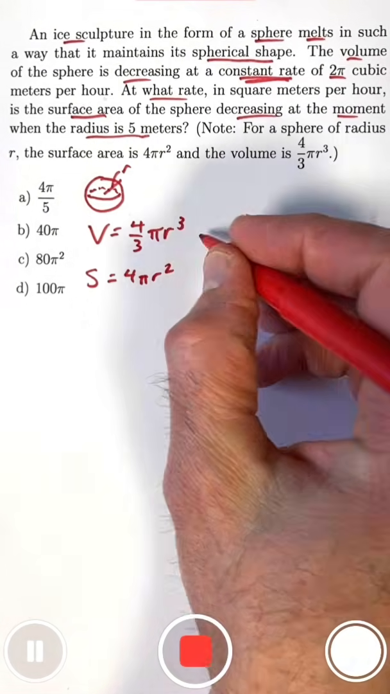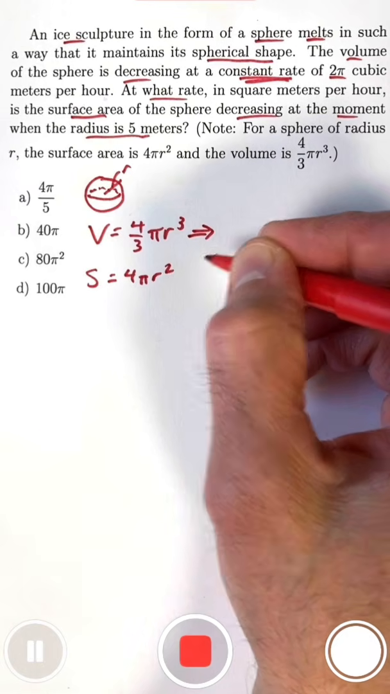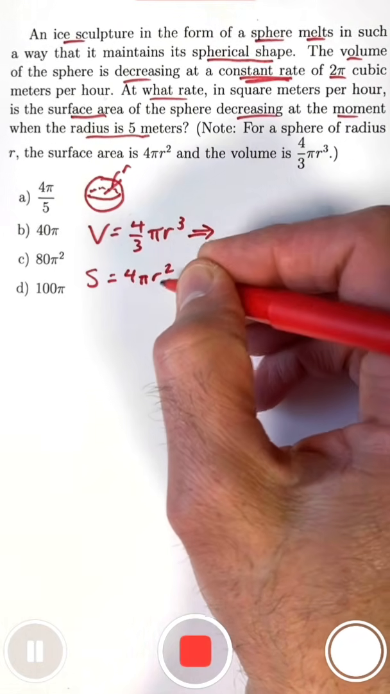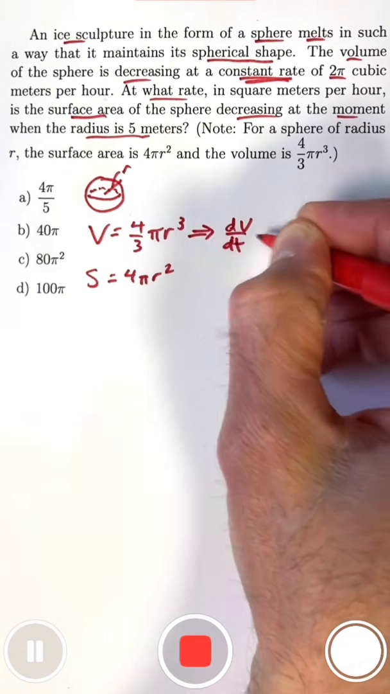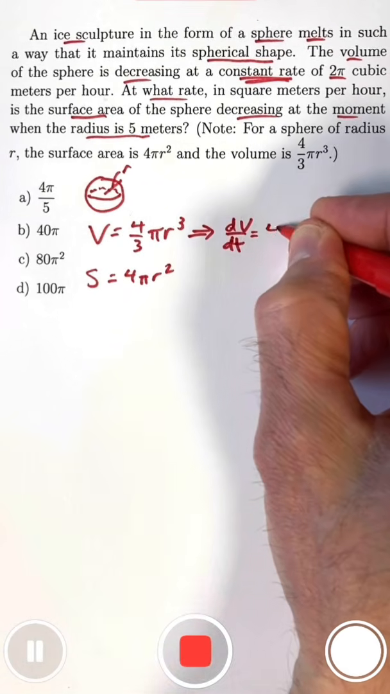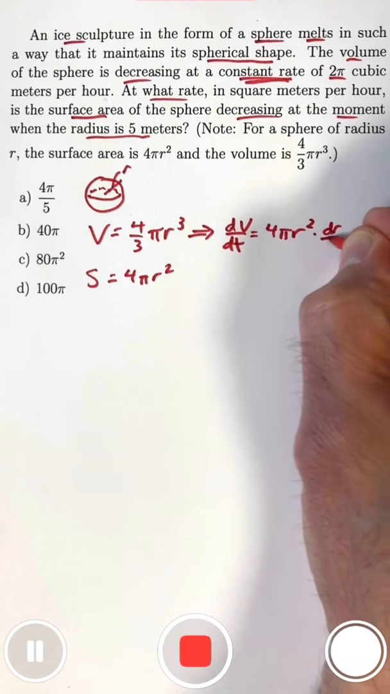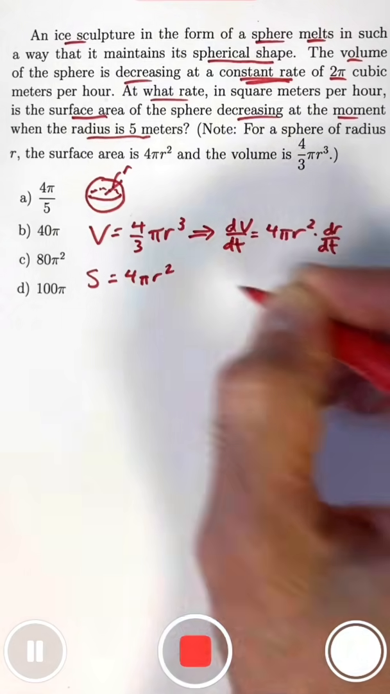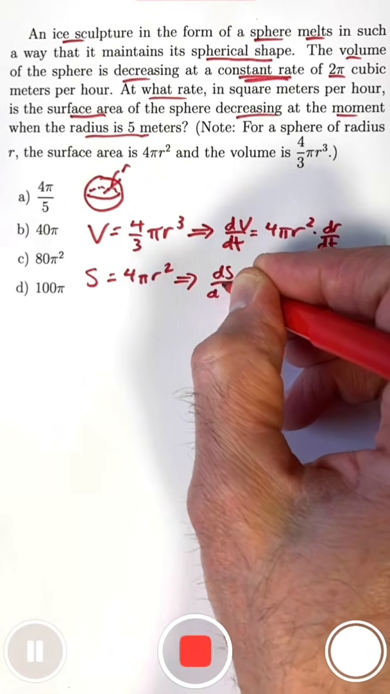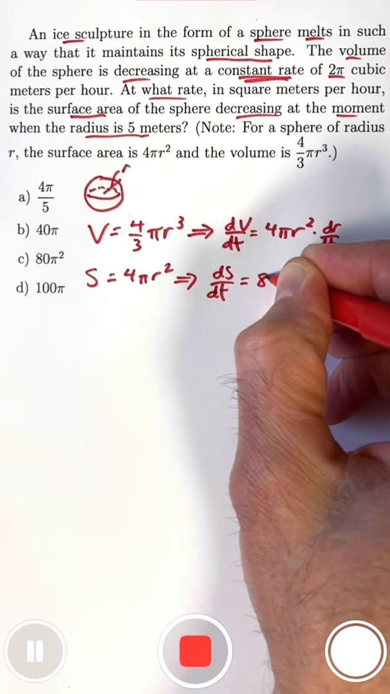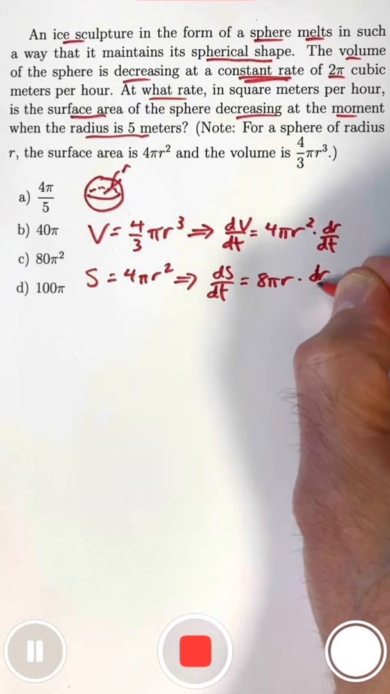It's getting smaller. We can then differentiate both equations with respect to t using the chain rule, keeping in mind that r depends on t. With the V equation, when we differentiate, we get dV/dt equals, bring the 3 down, 4 pi r squared, but then don't forget to differentiate r with respect to t like that. And with the S equation, we can differentiate with respect to t and get dS/dt is 8 pi r times, once again, by the chain rule, dr/dt.